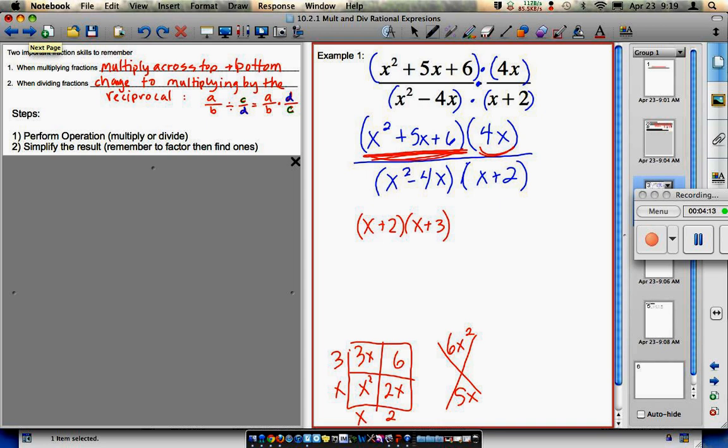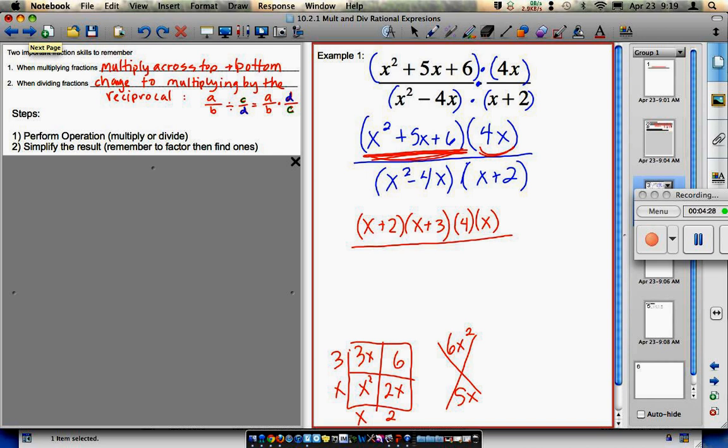And then I have that 4x. I'm going to think of that as 4 times x, because that's what 4x means. That way I can see all the different pieces here coming together. Okay, so that's the top, but I also need to do the bottom.